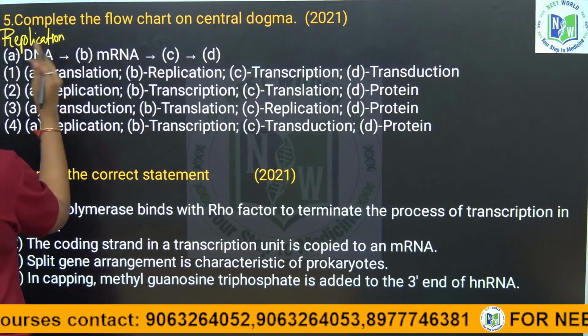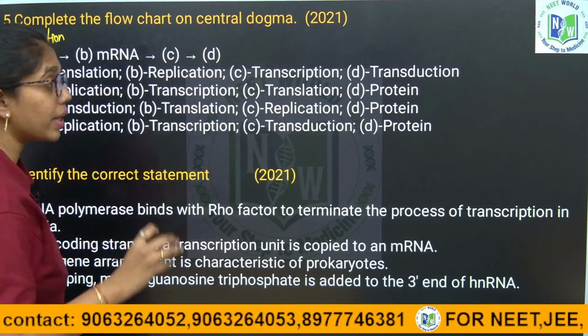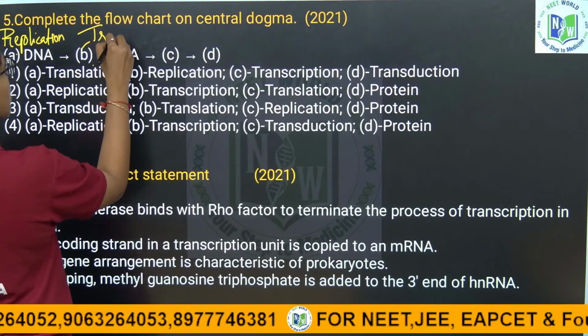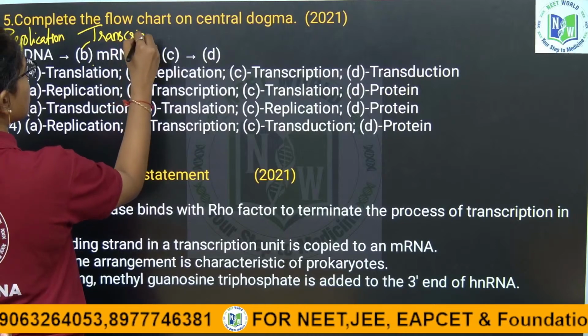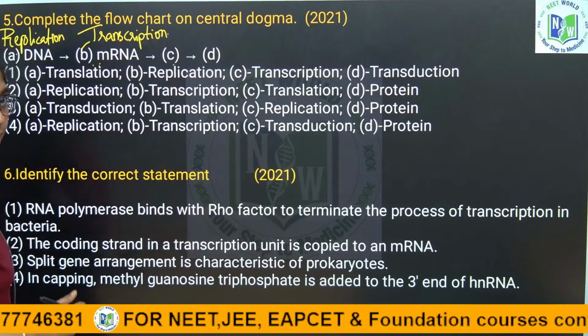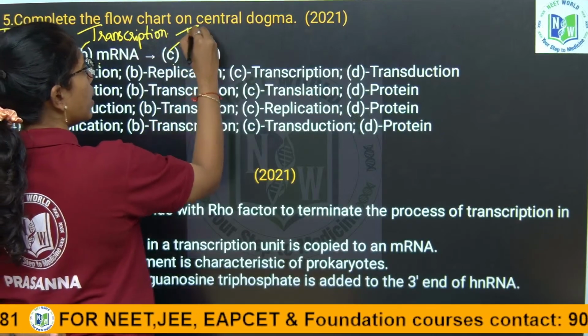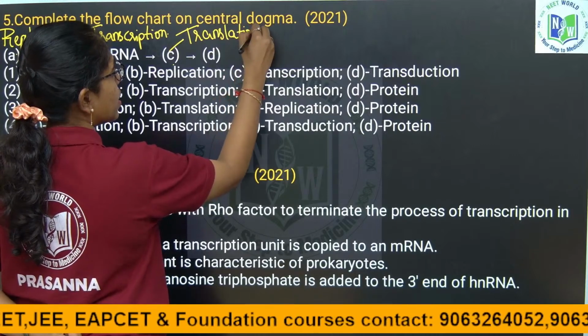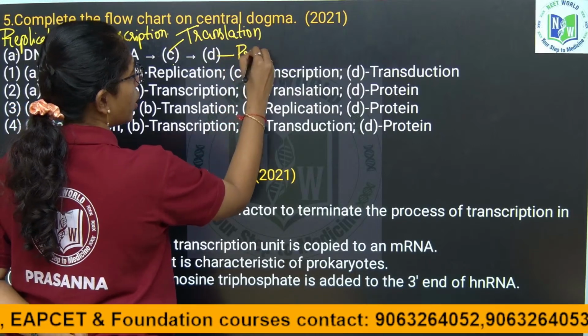DNA replication, then after the message is copied to mRNA. So, B is transcription. This process is called transcription. Then the information is translated to protein. So, C will be translation. The process is translation and D is protein formation.